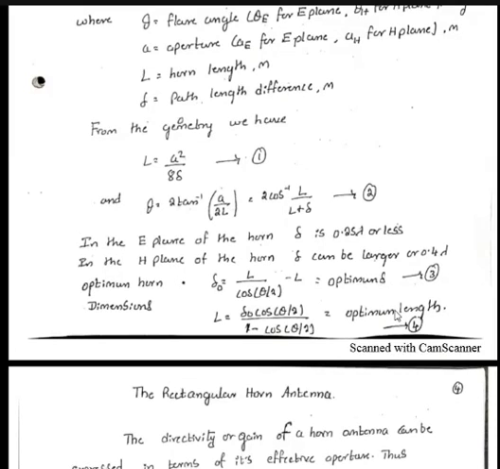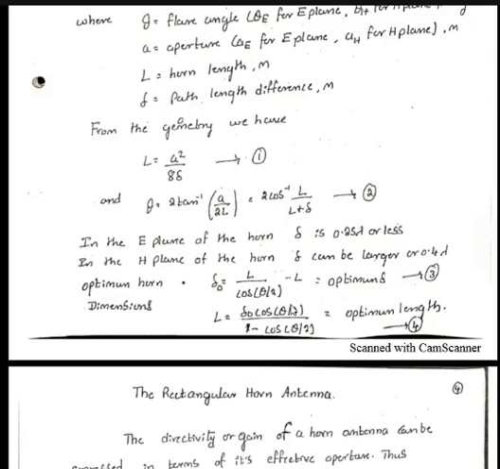If such problems are asked in the examinations, and you want to find the optimum length, you have to use this particular formula: L is equal to delta naught cos theta by 2 divided by 1 minus cos theta by 2. If there is a mention of the optimum length of the horn antenna or the optimum path length difference of the horn antenna, you have to utilize this particular function.